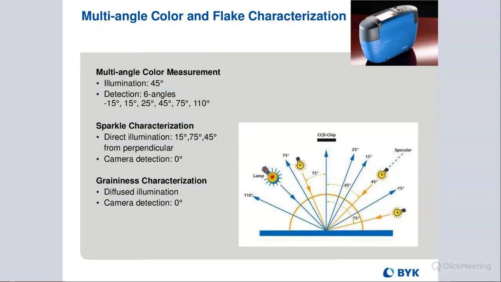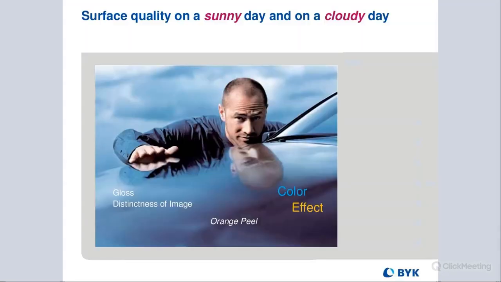And then we can talk about multi-angle color plus sparkle and graininess. Normally this is used for the colors that you see on the outside of the vehicle, exterior automotive paint that usually has flake characteristics. And that's what this instrument is designed for. It's directional illumination, so you do have to make sure that you always measure in the same direction with the instrument, or you can get different readings. It has 6 angles, the -15 through the 110. It has sparkle and graininess measurements.